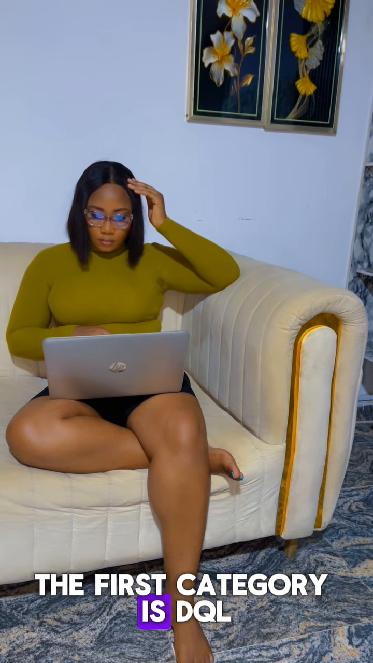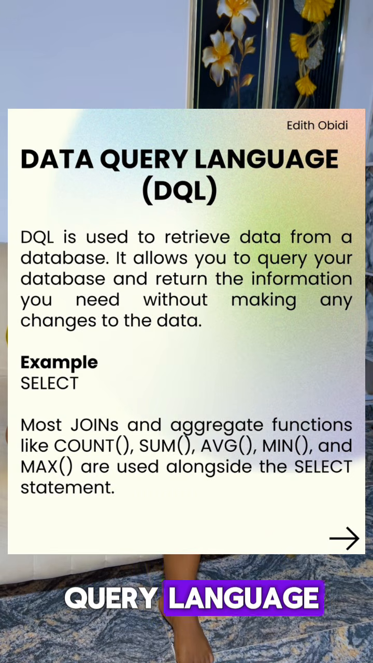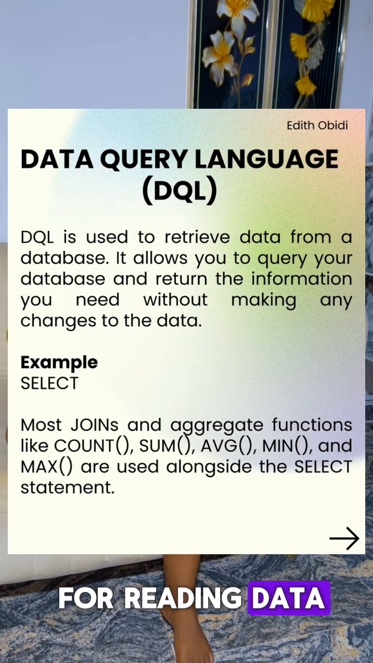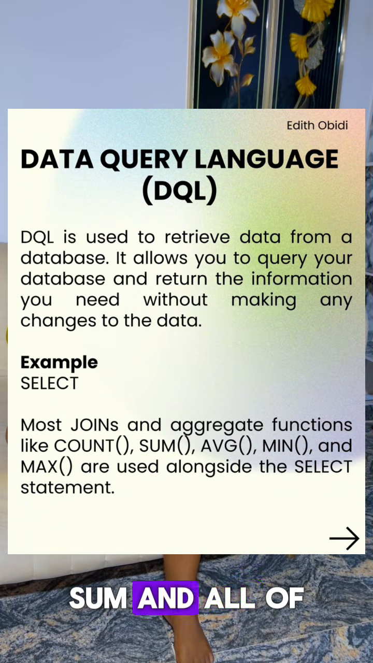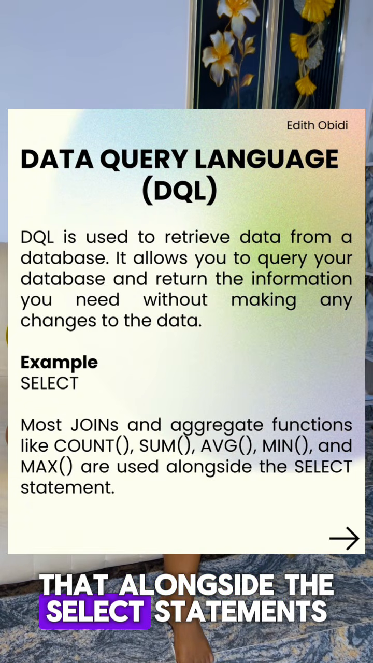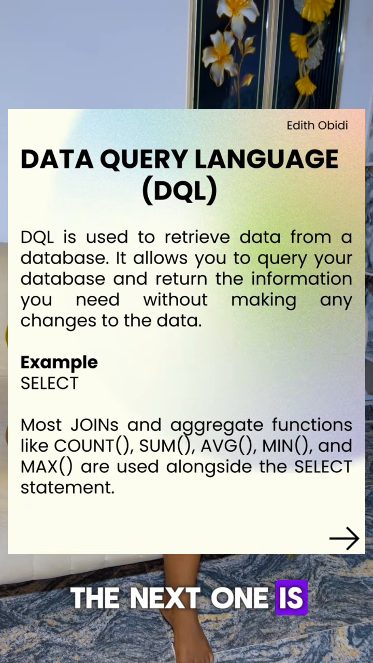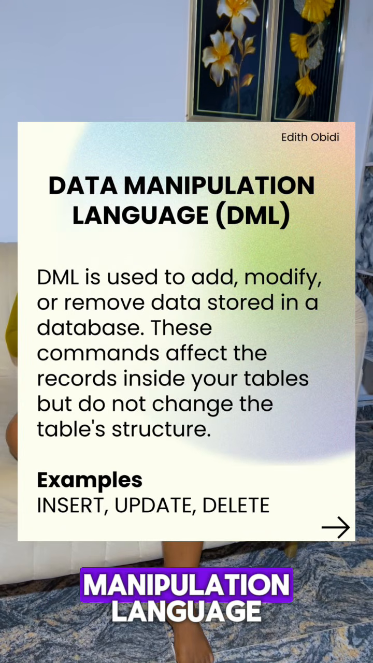The first category is DQL, which stands for Data Query Language. This category is used for reading data, and the main command here is select. And it's also where you use joins and aggregate functions like count, sum, and all of that alongside the select statement. The next one is DML, which is Data Manipulation Language.